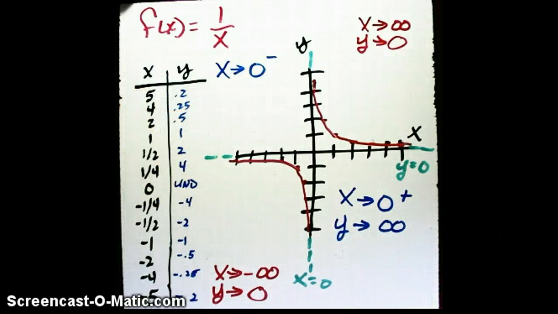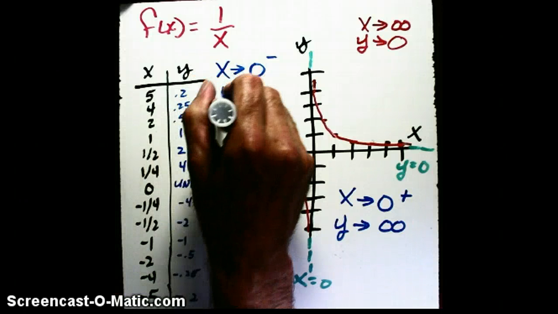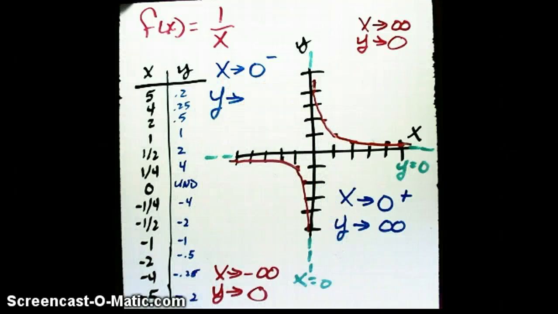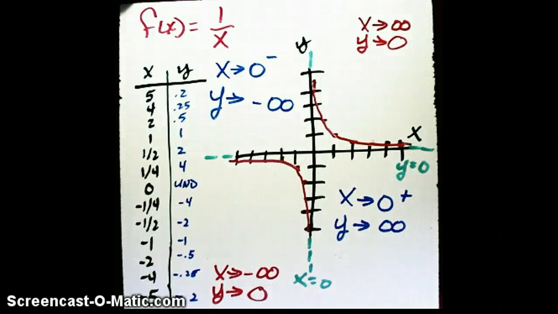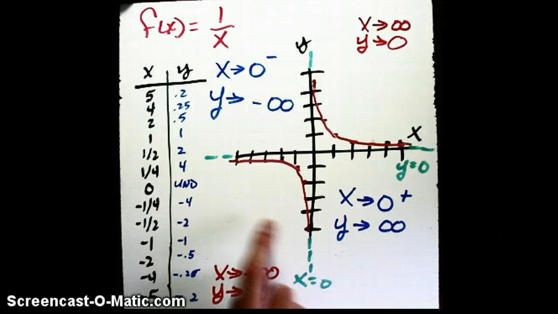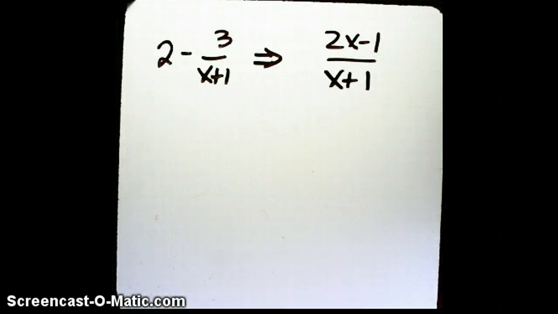Now, how about over here? Well, as x approaches 0 from the left, so notice these are negative numbers and they're getting negative big. So I would say y is approaching negative without bound, which would be negative infinity. Okay? So those are called right hand and left hand limits, or right hand and left hand end behavior around a value.